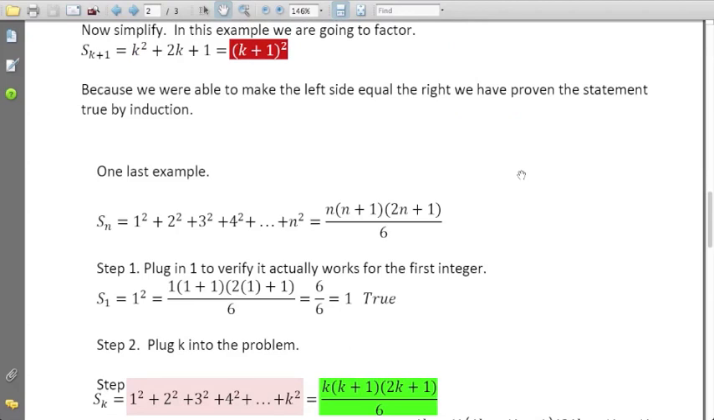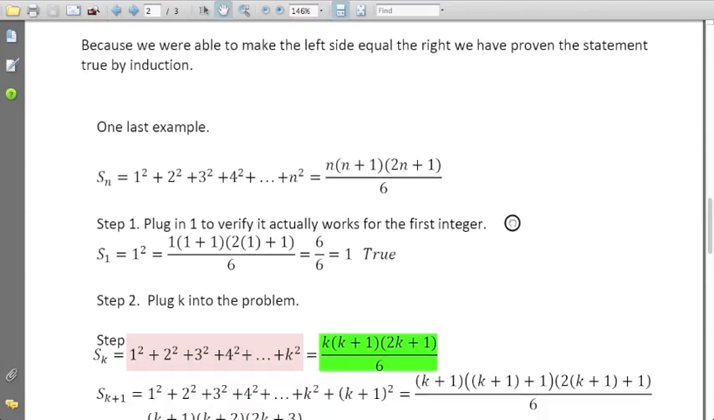Now, because this is kind of confusing, I'm going to do one more example. This will go just about as fast as the last one was, and then we'll be done. Here's a little bit more involved one. It's S sub n equals 1 squared plus 2 squared plus 3 squared plus 4 squared dot dot dot plus n squared equals n times n plus 1 times 2n plus 1, all divided by 6. Let's take it a step at a time.